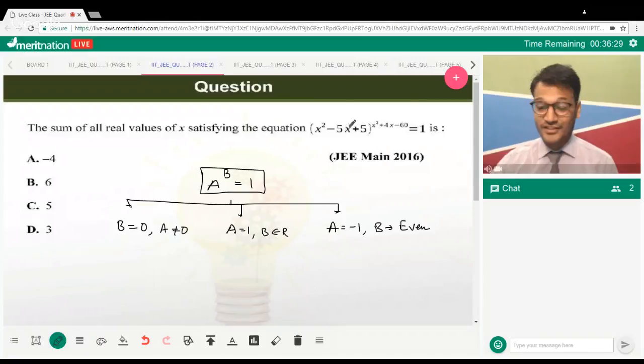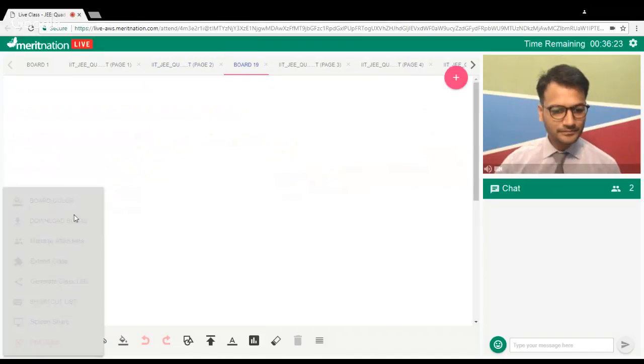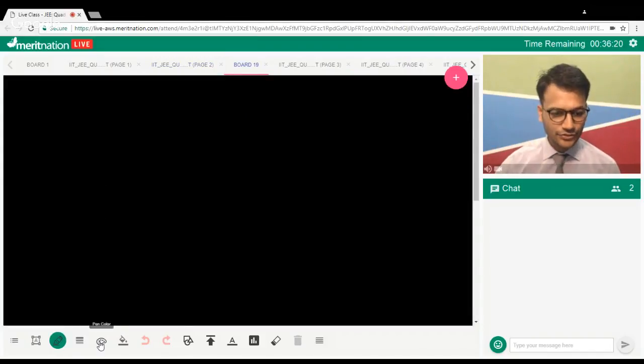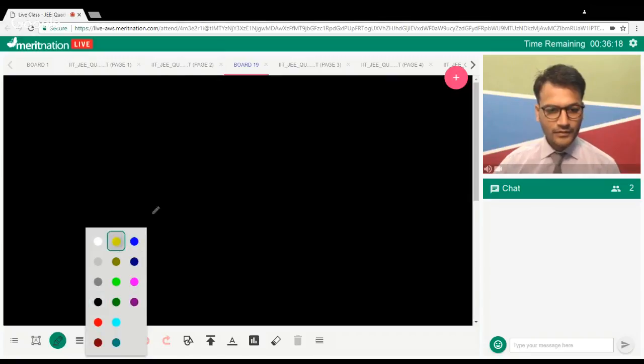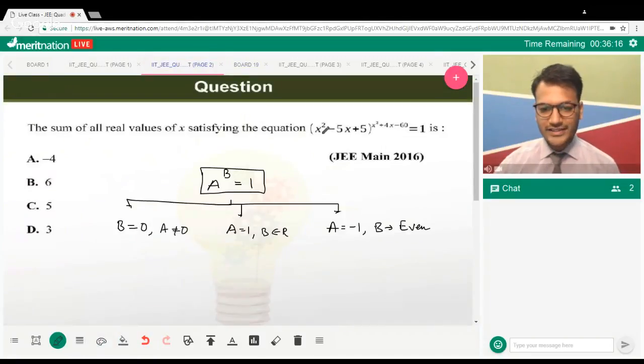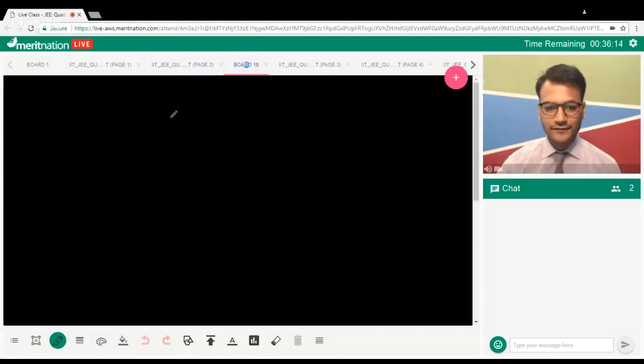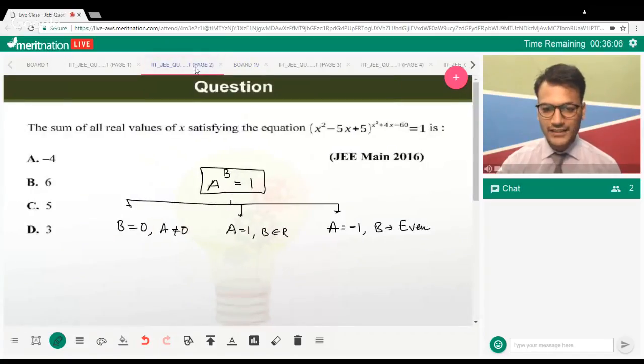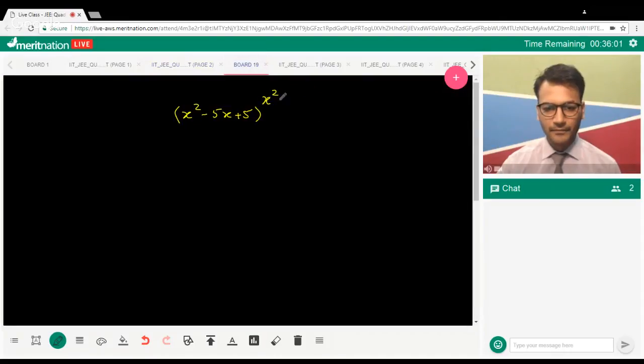Okay, this is quadratic equations, Priya. So let me solve this question for you guys. See, over here, the question is x square minus 5x plus 5, again the same type: x square minus 5x plus 5 to the power x square plus 4x minus 60 is equal to 1.